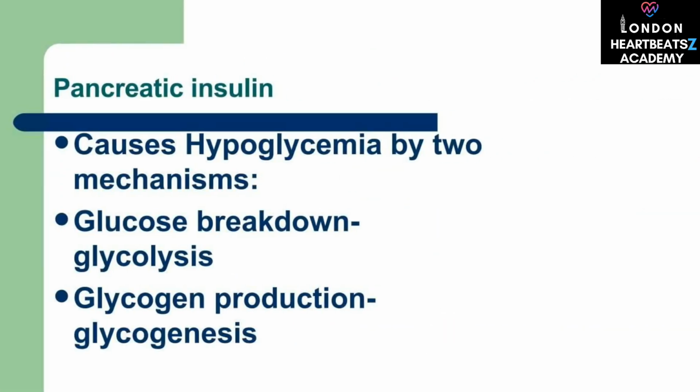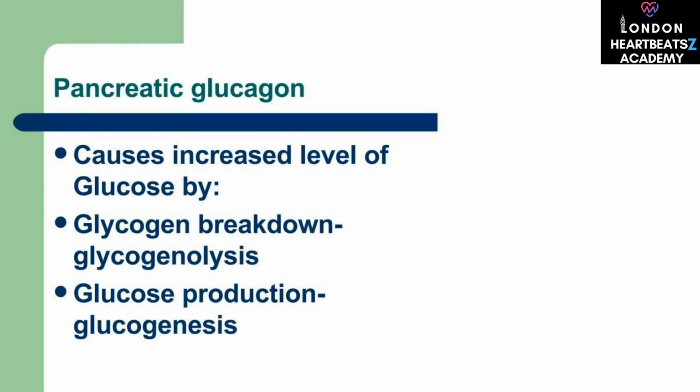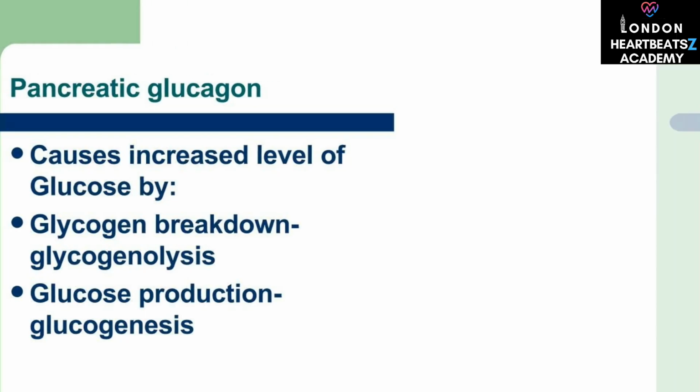Pancreatic insulin causes hypoglycemia through 2 main mechanisms: glucose breakdown via glycolysis and glycogen production via glycogenesis. Most body cells need insulin to allow glucose to enter the cell membrane. However, brain cells, intestinal cells, red blood cells, and islet cells do not require insulin for glucose entry. Pancreatic glucagon increases blood glucose levels by causing glycogen breakdown, known as glycogenolysis, and glucose production, known as gluconeogenesis.